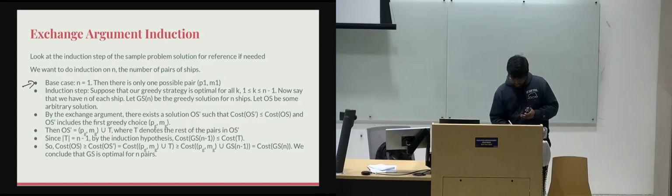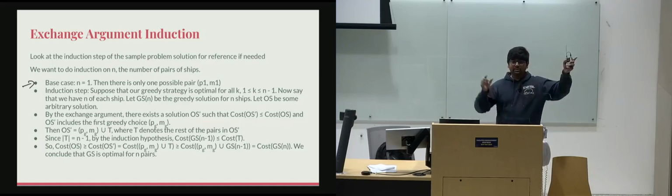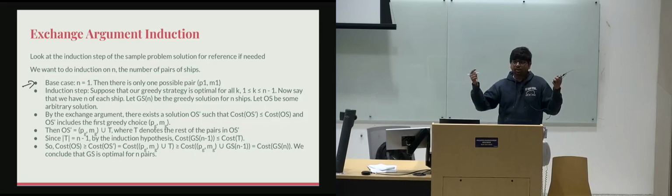So the base case would be n equals 1. That means there is one pirate ship and one merchant ship. So there is no pairing here, no combination. There can only be one solution possible, and that has to be the optimal one. So this base case is always going to be true.